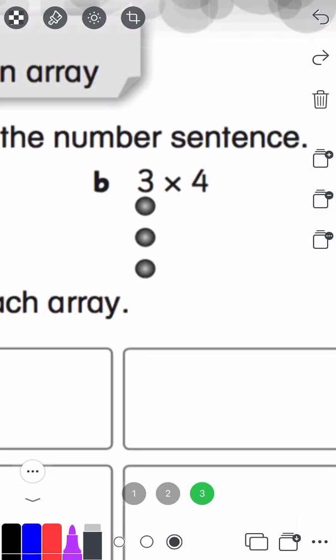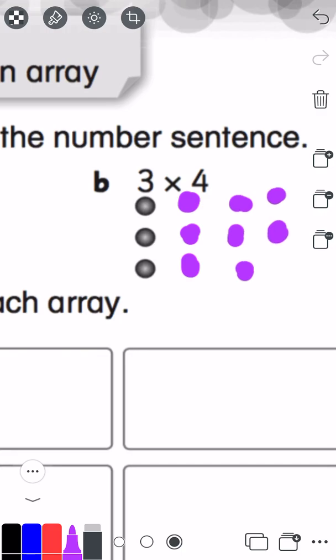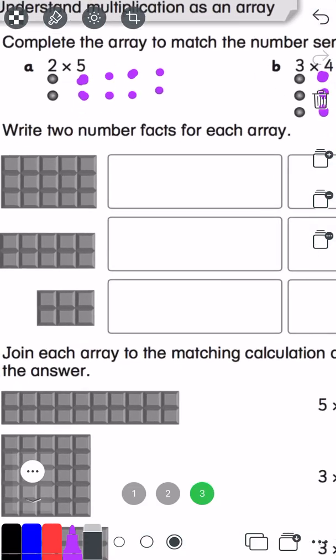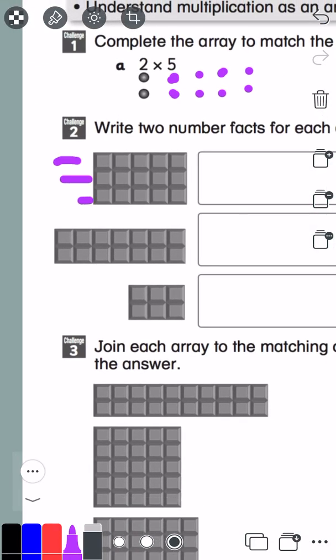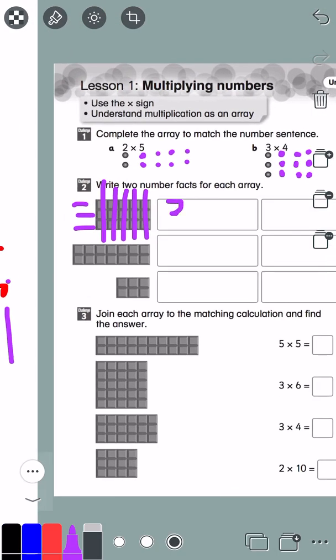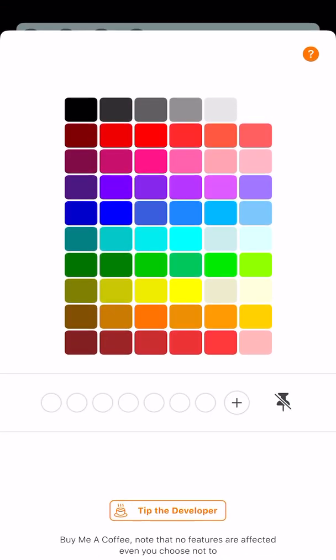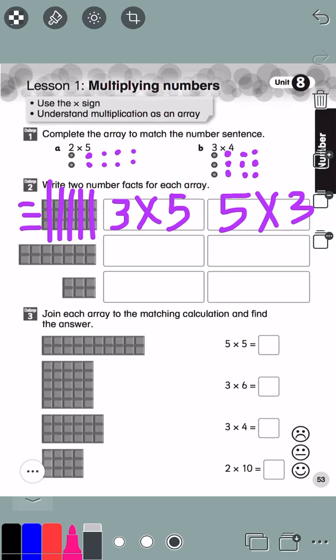3 times 4. Now start off by drawing 3 dots above each other. Then draw another 3 to make 4 threes next to the first one. Write the 2 number facts for each array in challenge 2. Now, here, how many rows do we have? 1, 2, 3. And how many columns? 1, 2, 3, 4, 5. So this equals 3 times 5. Or it's the same as 5 times 3 because we can swap numbers and change the order of the numbers in multiplication.